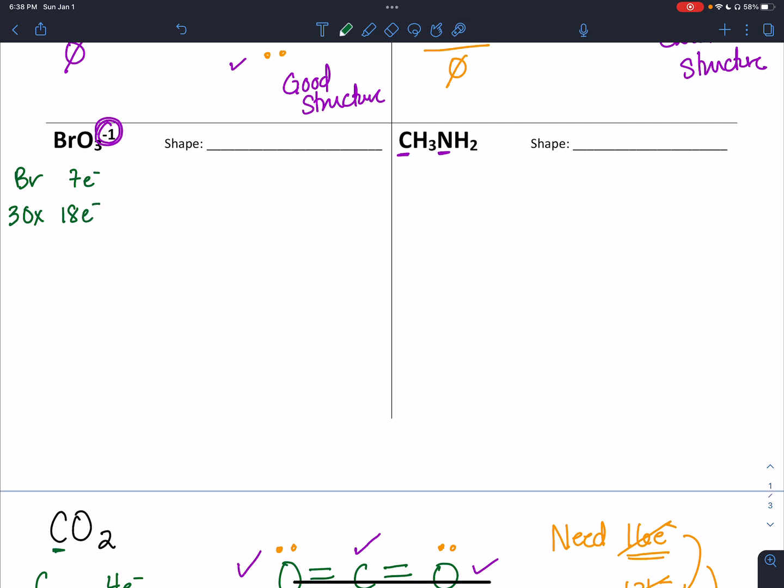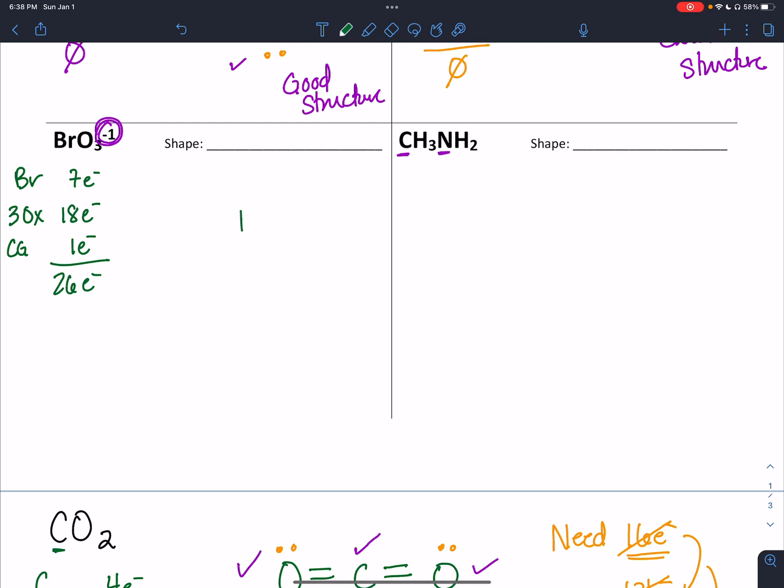And then we have the charge. This polyatomic ion has a minus 1 charge, which means it's got an extra electron. So because of the charge, we get 1 more electron. Now, if this were a plus 1, we would remove an electron, but because we have a negative 1 charge, the electron gets added. So we add all this up, and we have 26 electrons to work with.